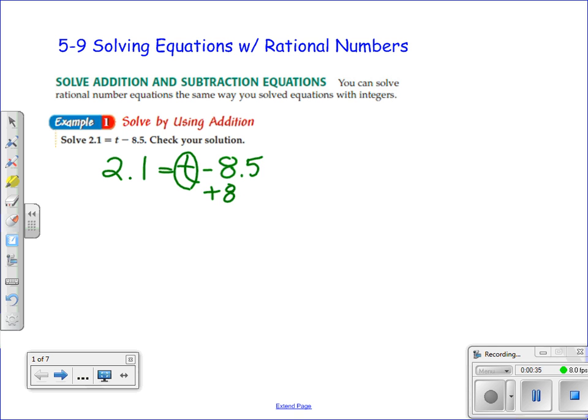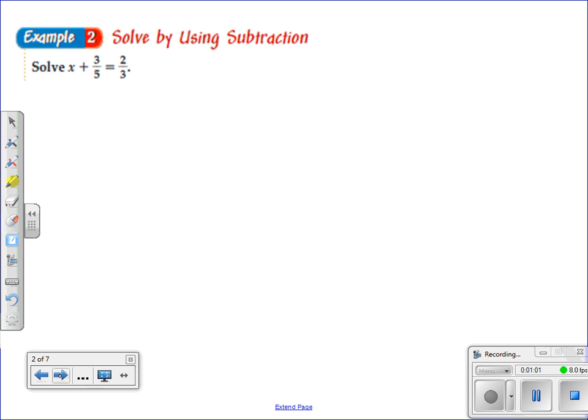So I'm going to add 8.5 to both sides of my equation, of course, because what I do to one side, I have to do to the other. I've chosen to add 8.5 because if I add that to negative 8.5, I get 0, and they cancel out. That gives me my t all by itself, which was my goal. And I add up the decimals on the other side, and I get 10.6. So that was simple enough. T equals 10.6.